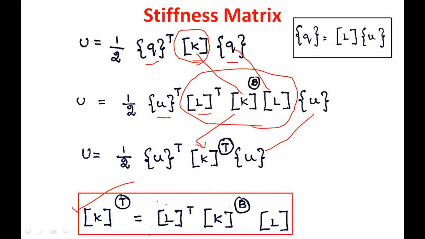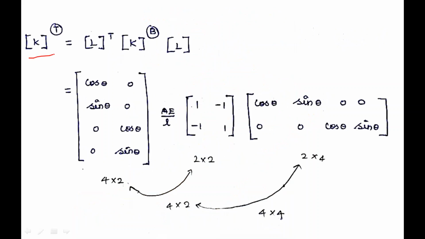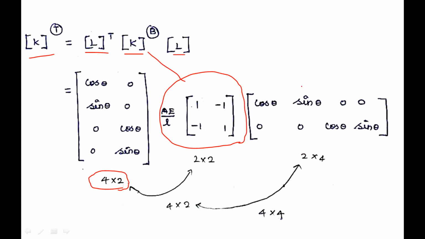We know what the L matrix is, and we know what the K matrix is for the bar element. So we will see what the stiffness matrix for the truss element is. K is equal to L transpose K L. So what is L transpose? For L transpose, you have to interchange the rows and columns of the transformation matrix. So cos theta 0, sin theta 0, 0 cos theta, 0 sin theta. The transpose will become a 4 by 2 matrix. This is the stiffness matrix for the bar element, AE by L, 1 minus 1 minus 1 1, written as it is, and this is the L transformation matrix, a 2 by 4 matrix.